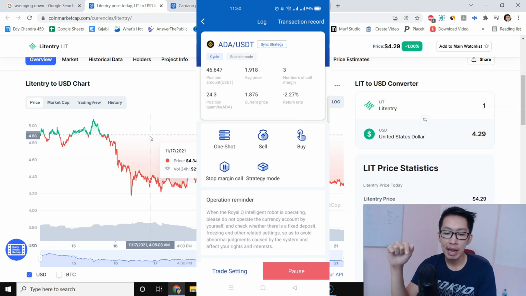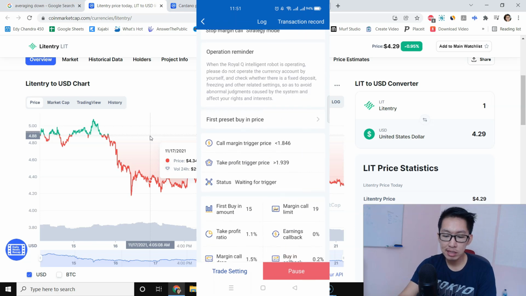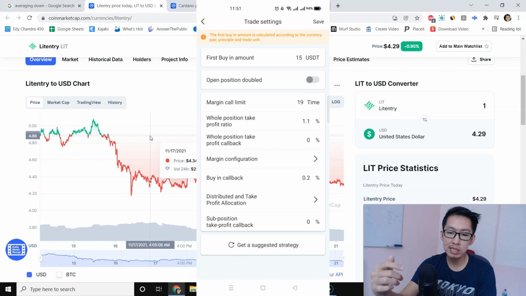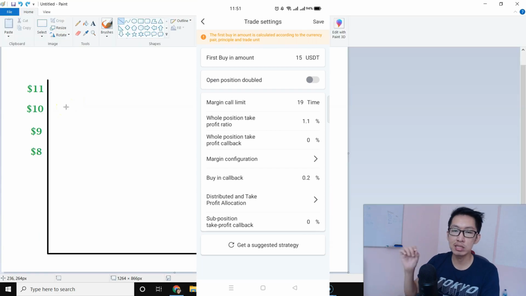Okay, and then there is stop margin call. What does stop margin call mean? I will go into that later. Stop margin call and strategy mode. Basically, you need to understand this first. If you click on trade settings, you can see this is the trade setting of the circle that you join. I joined QQ circle, and this is their trade setting. They encourage you to put in $15 for the first buy amount. This is also what they call FBA, first buy amount.